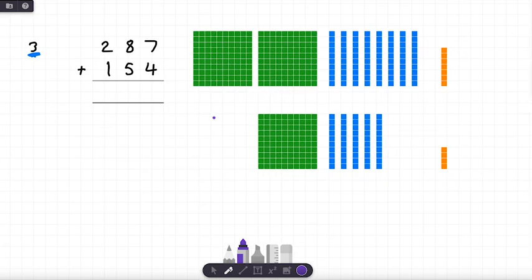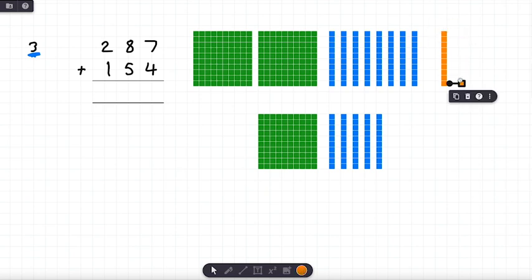Right, now on to question 3. We have 287 plus 154. And again, as you can see, we've got our 200s, our 80 and our 7, and underneath our 100, our 50 and the 4 here to make 154. Like with the other questions, we're starting off with the units. 7 plus 4 is 11, so we've got to carry straight away, and you can see that here.